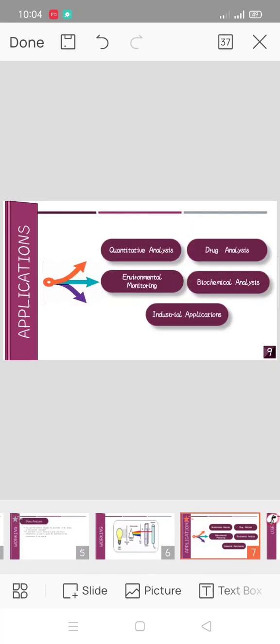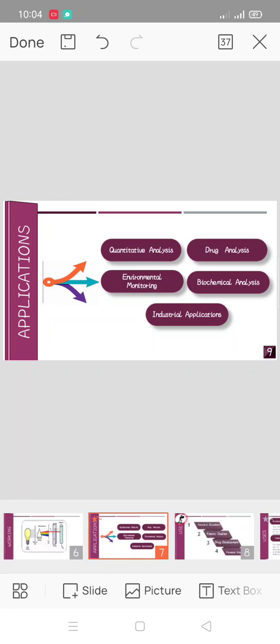Now we discuss applications. Number 1, quantitative analysis. It is used in quantitative analysis, drug analysis, environmental monitoring, biochemical analysis, and industrial applications.